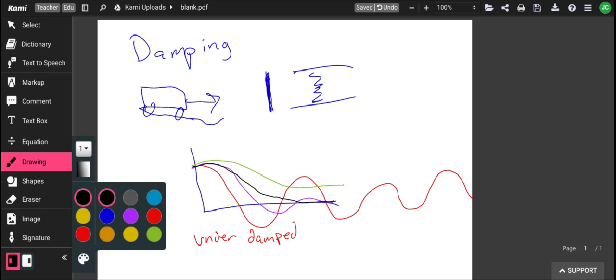The black line is going to be more of what a critically damped system looks like, in that we don't have any oscillation, but it does return back to its origin point. The last system is an overdamped system, overdamped.